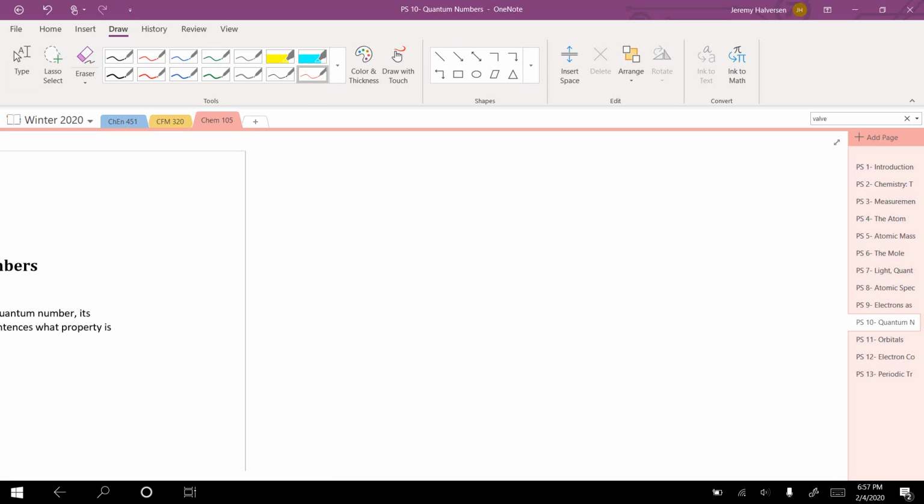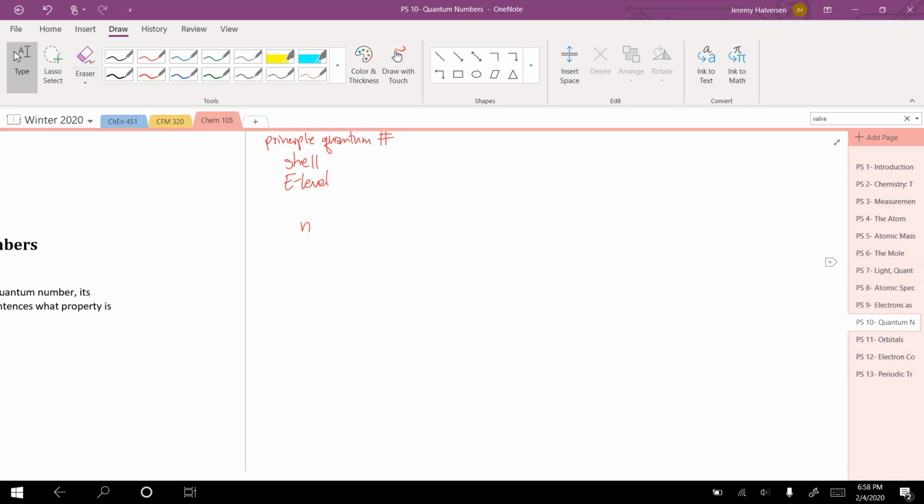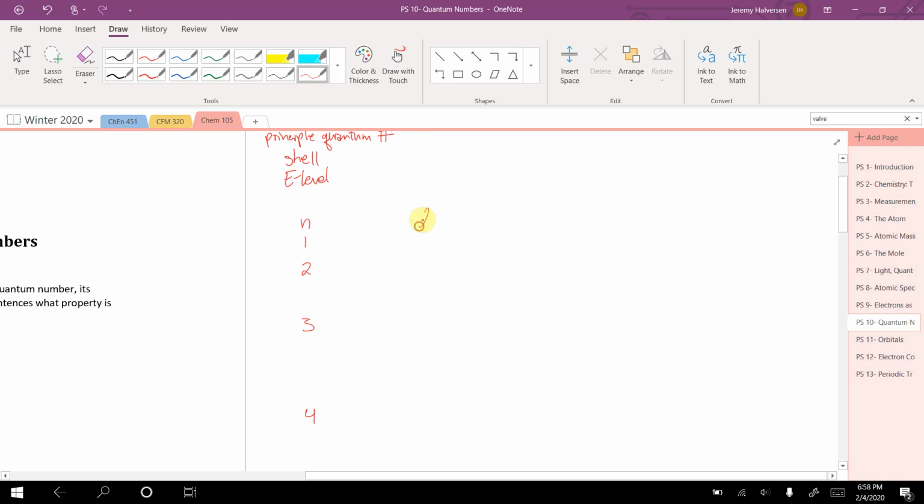So the first quantum number is n, and this is called the principal quantum number. But more commonly we call it a shell, or the energy level. And what are the possible values for n? Well, this is the same n that we were using in the Bohr model when we were doing electron transitions. And so n is just any positive integer.